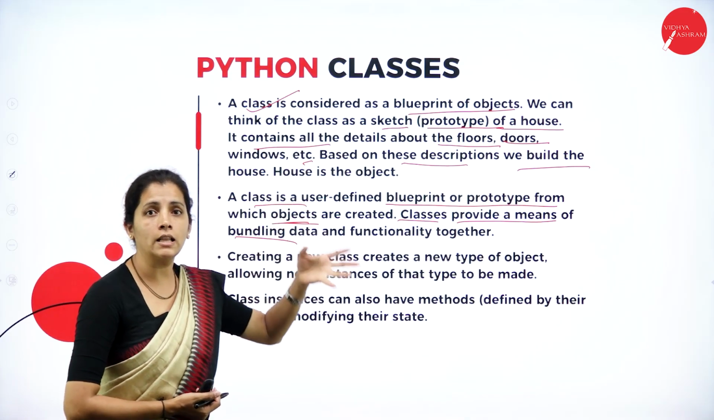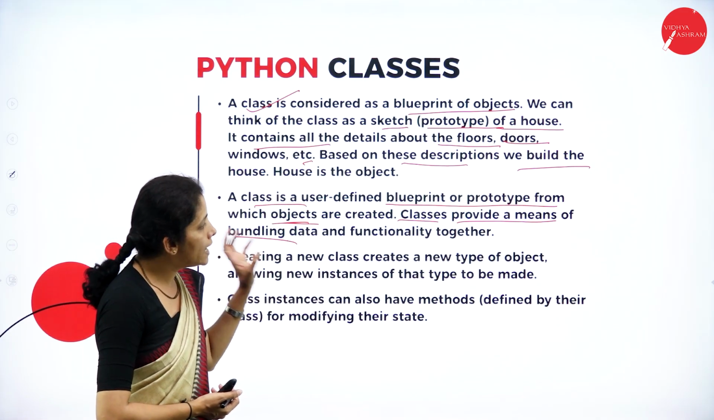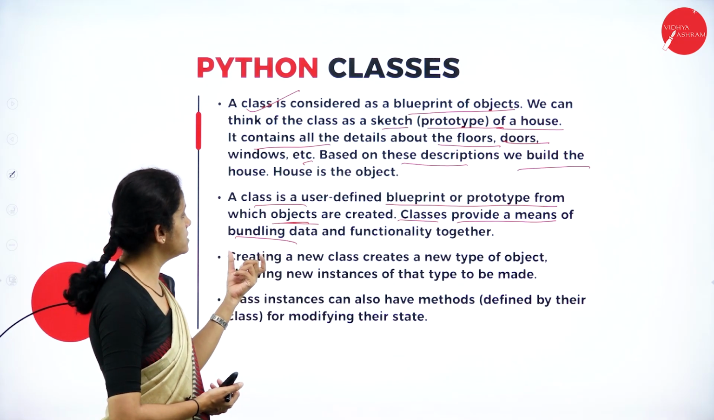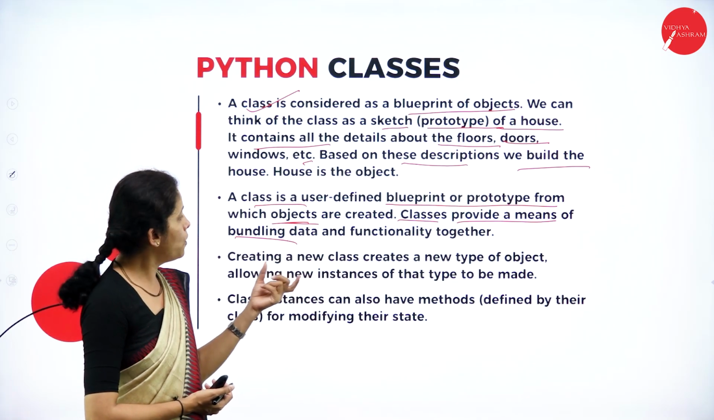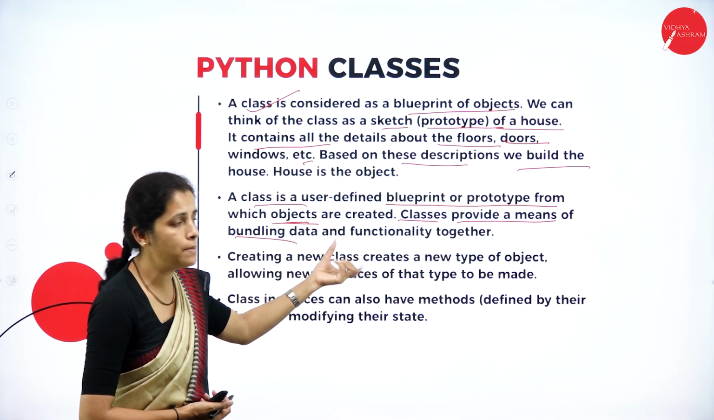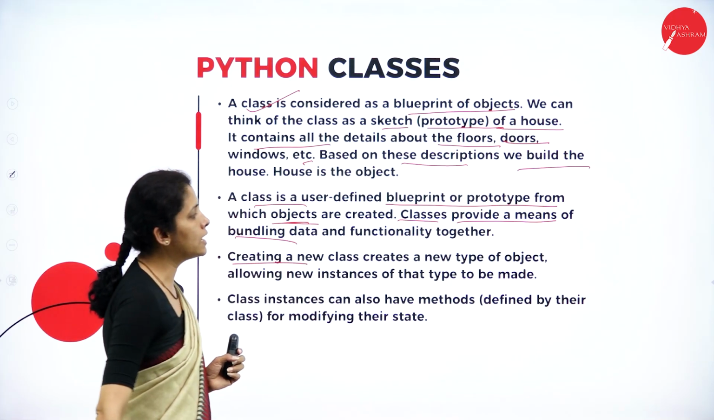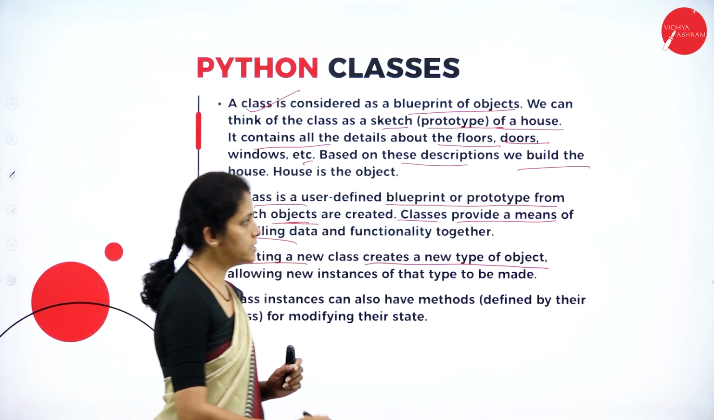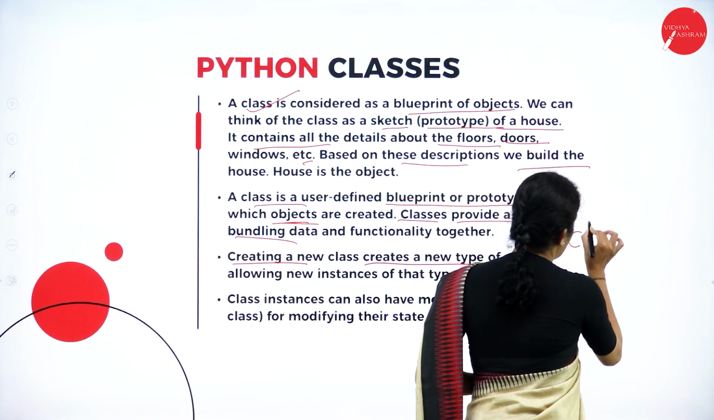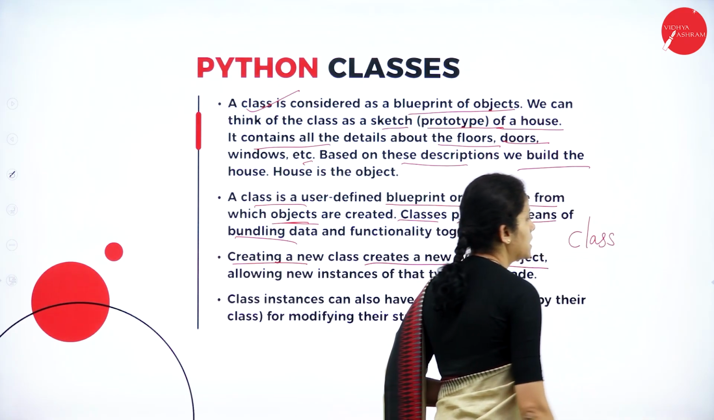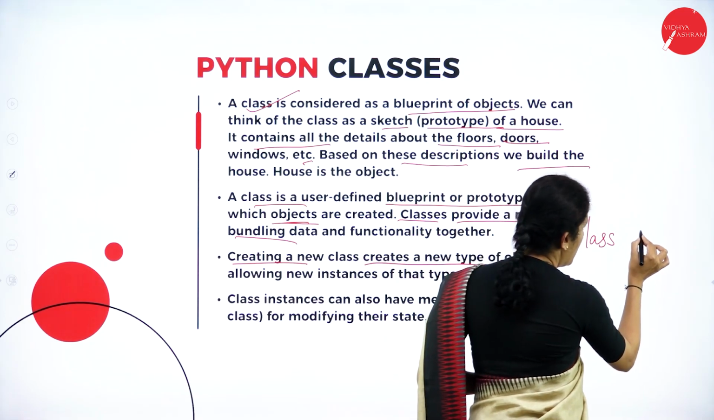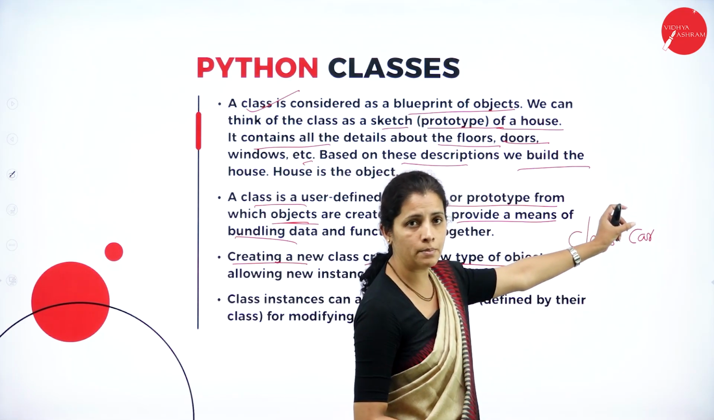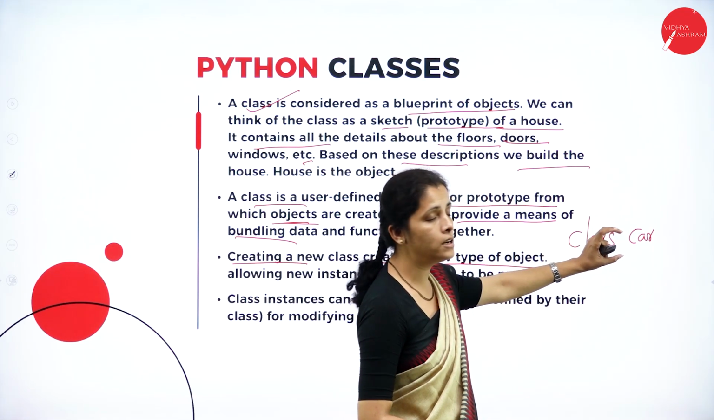In my class, what are the things I can include? That is nothing but the functions and variables. So functions are nothing but the methods. And what about data? Data is nothing but the variables. So creating a new class creates a new type of object. For example, I told you to create a class, I'm going to use the keyword class, and if I write class name Car, here Car is nothing but the user-defined class.